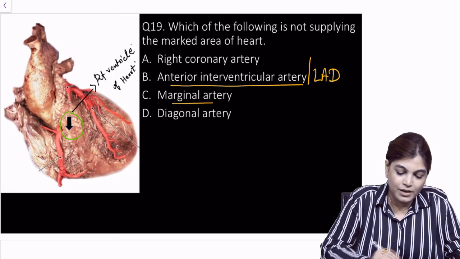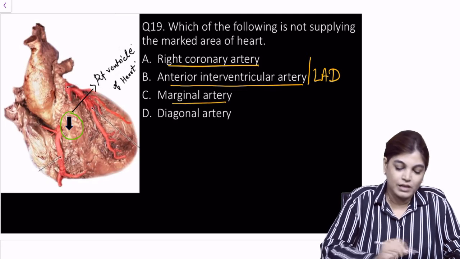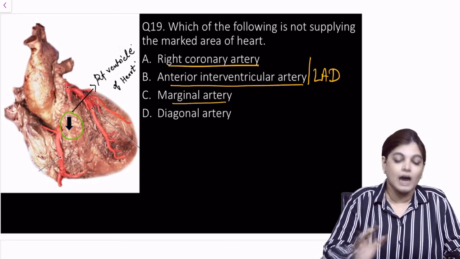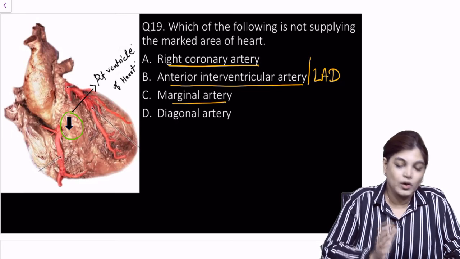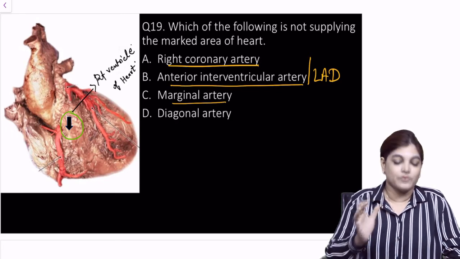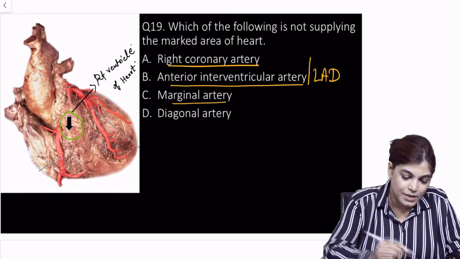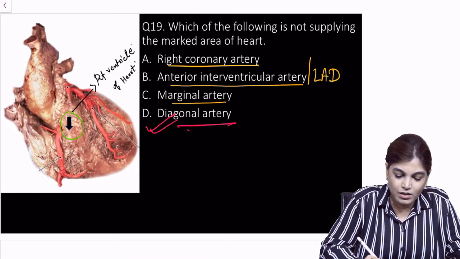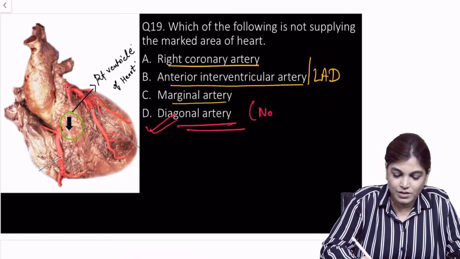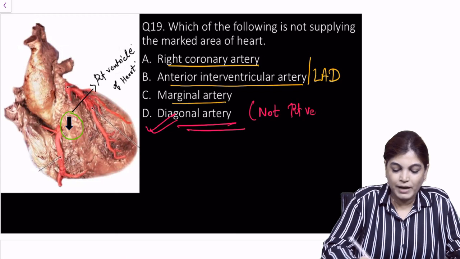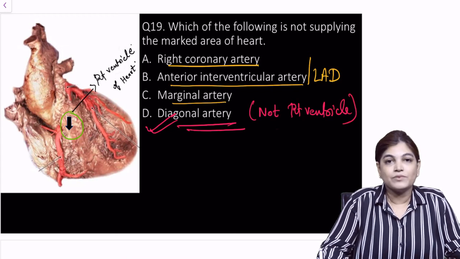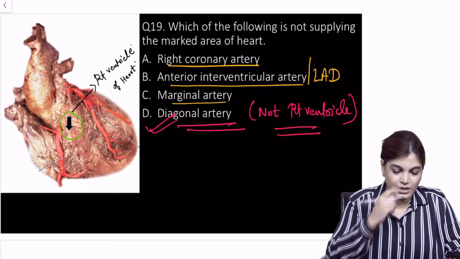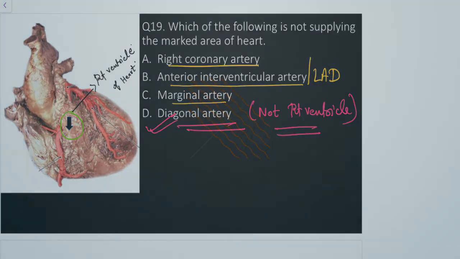So the right coronary artery, anterior interventricular artery, and marginal artery are all giving blood supply to the marked area, that is the right ventricle. What will be the correct answer to this MCQ? The correct answer will be the diagonal artery. The diagonal artery is not giving blood supply to the right ventricle. It is mainly giving blood supply to which ventricle? To the left ventricle and not the right ventricle. Okay.